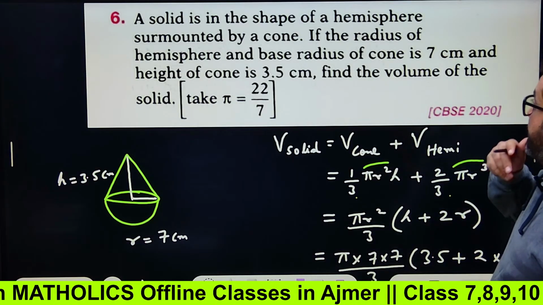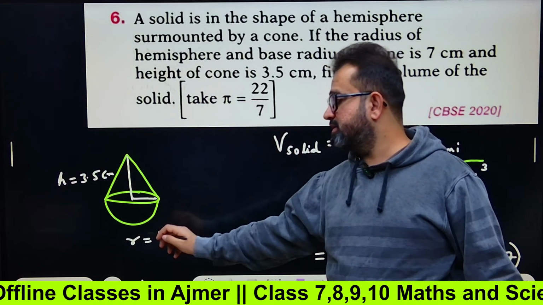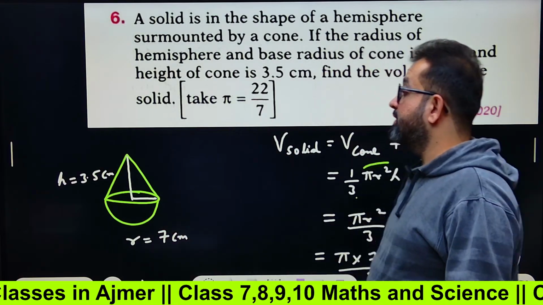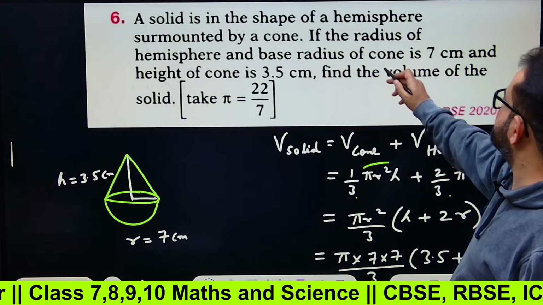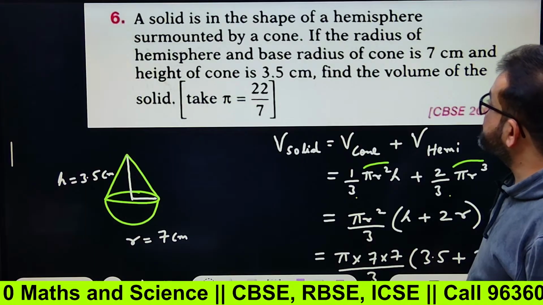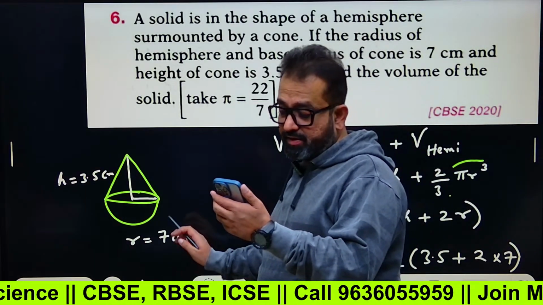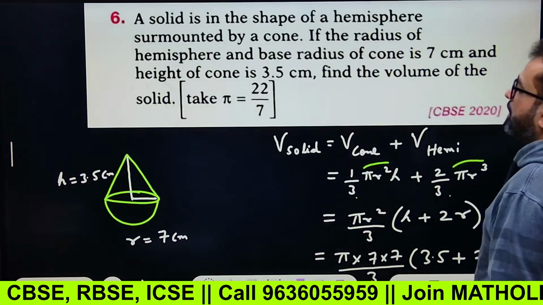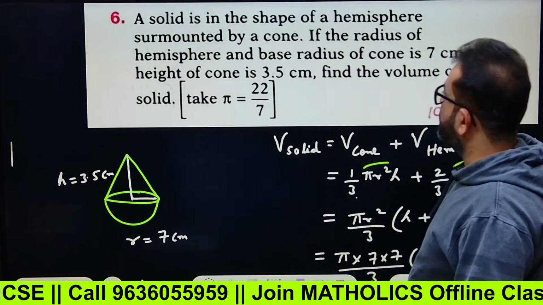The radius of hemisphere and base radius of cone is 7 centimeter, that means r is equal to 7 centimeter. It's given. And height of cone is 3.5. This height is 3.5. Find the volume of the solid.